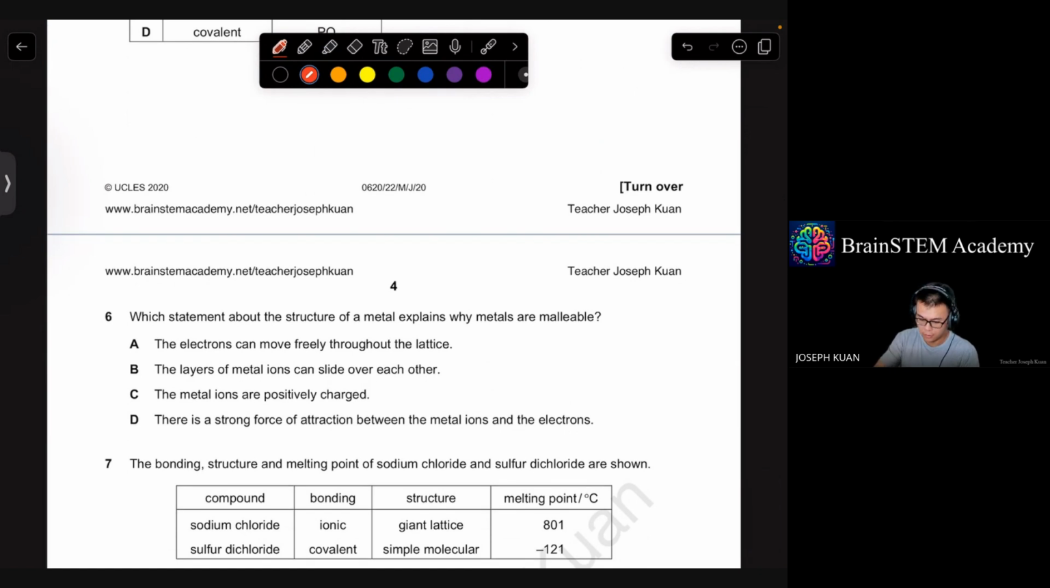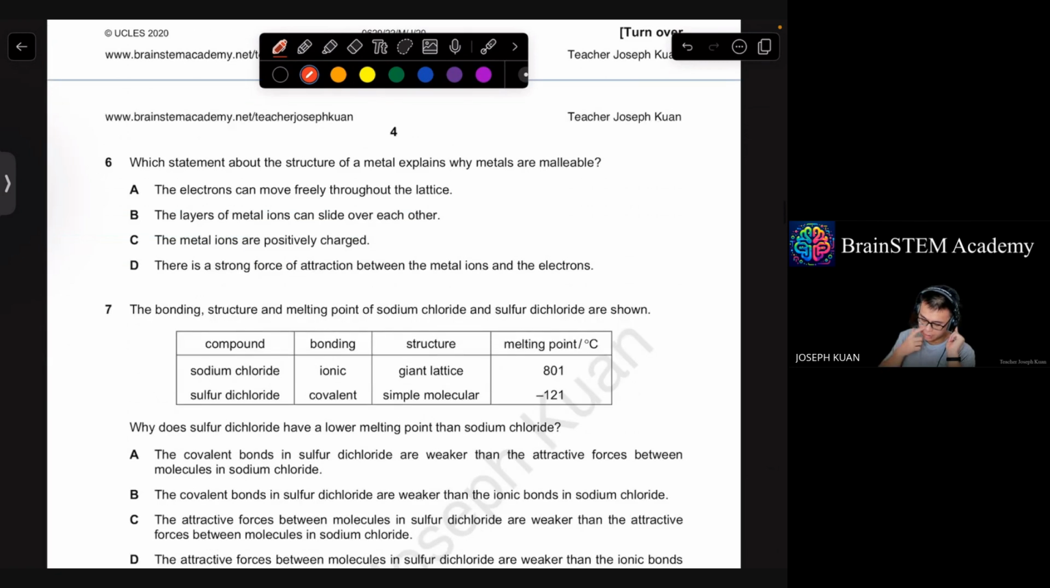So, this one. Which statement about the structure of the metal explains why metals are malleable? The keyword here is malleable. Malleable means that you can actually force the metal into different shapes. The reason why is that, just like my wire contains copper, the layers of metal ions can slide over each other. The answer is B.